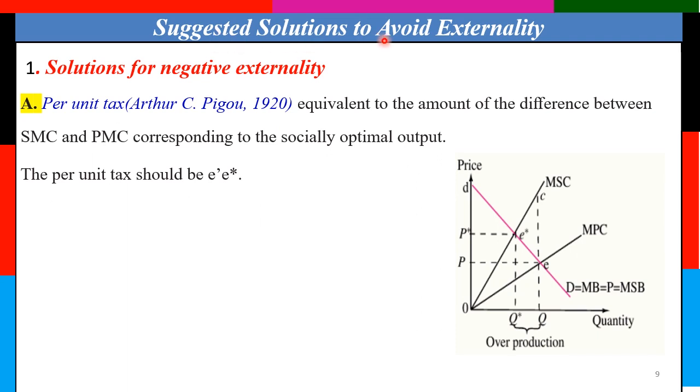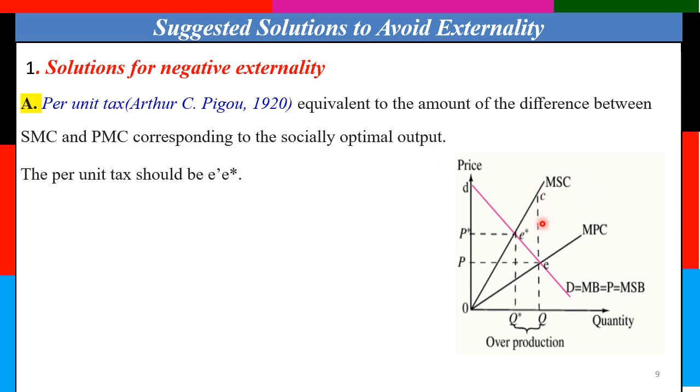Suggested solution to avoid externality. Number one, solution for the negative externality, how we can overcome the problem of negative externality. Number one, per unit tax, and this is sometimes known as the Pigovian taxation, that is equivalent to the amount of the difference between social marginal cost and private marginal cost.